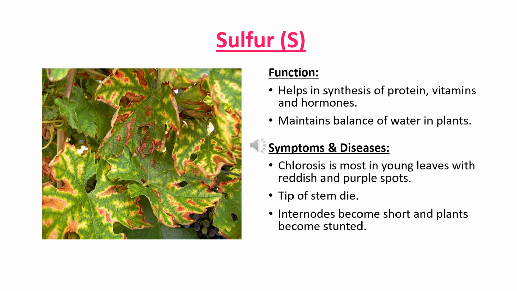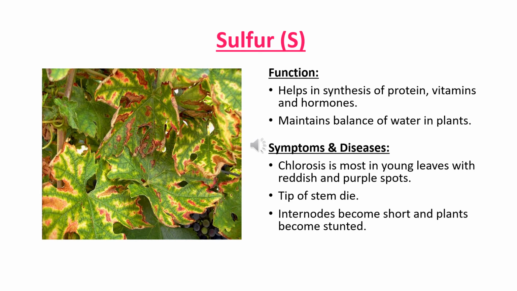So what is the second one? The tip of the stem dies. Naturally the internode becomes short and plants become stunted. Internode means the gap between two leaves. So those become short, due to the lack of growth.